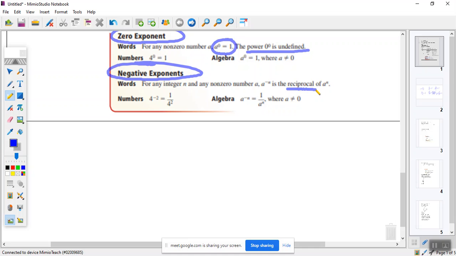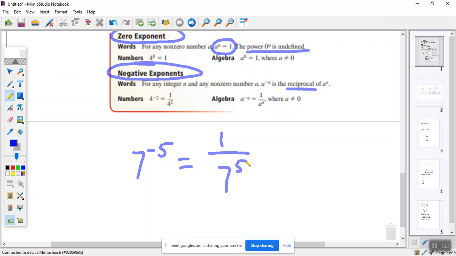4 to the second. Okay? So if you ever have a negative exponent like this, kids, it can be written as the reciprocal of this. Okay? So it says a to the negative n is equal to 1 over a to the n, where a is not equal to 0. So if I had this, kids, 7 to the negative 5 power, this would equal what? Absolutely, Daisy. Thank you. 1 over 7 to the positive 5 power.